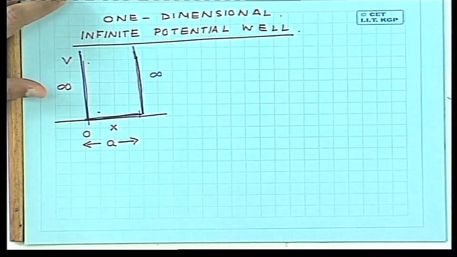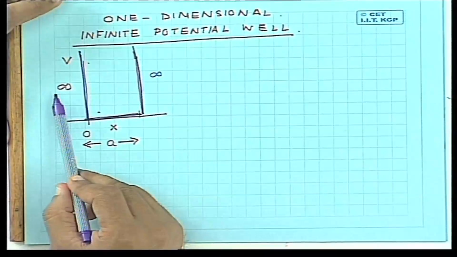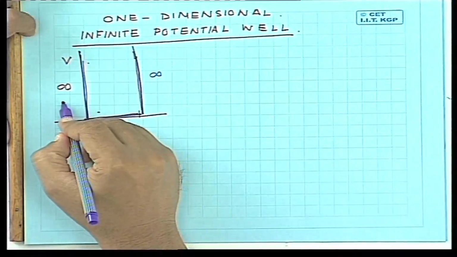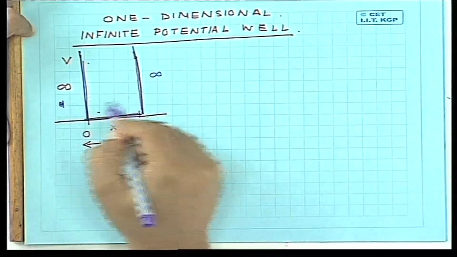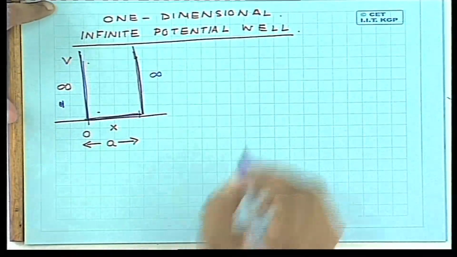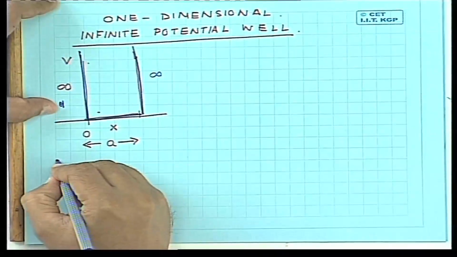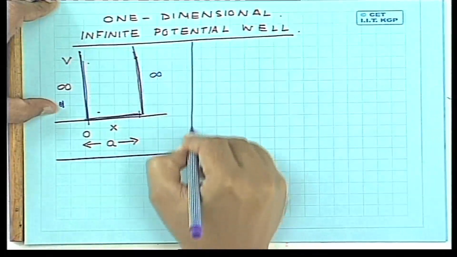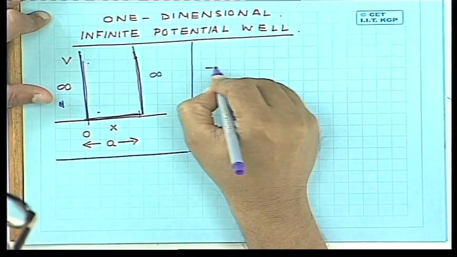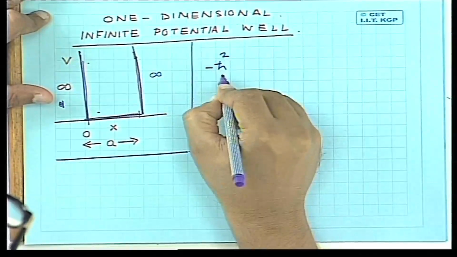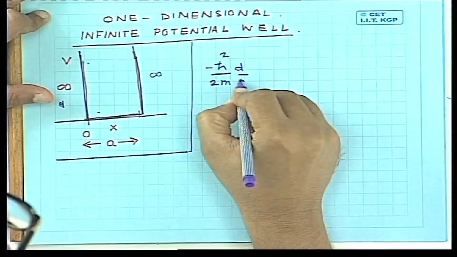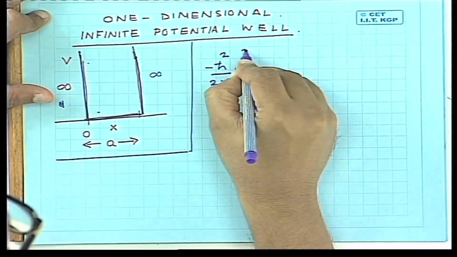So in quantum mechanics, we can study the problem. In order to study the problem, we have to consider the three regions separately: the regions where there is a finite potential and the regions where there is an infinite potential. So let me write down the Schrodinger equation first. The Schrodinger equation is minus h cross square by 2m d by dx square.